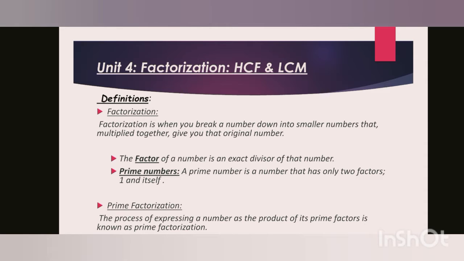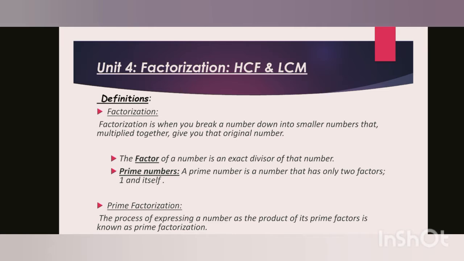Now we have to move towards the definition of prime factorization, but before discussing it, we should know what are the factors and what are the prime numbers. So see the second point, the factor of a number is an exact divisor of that number. The word exact divisor means when we get the remainder as 0. Whenever we get the remainder as 0, we say that divisor is the factor of the dividend. Now what are prime numbers? A prime number is a number that has only two factors, 1 and itself.